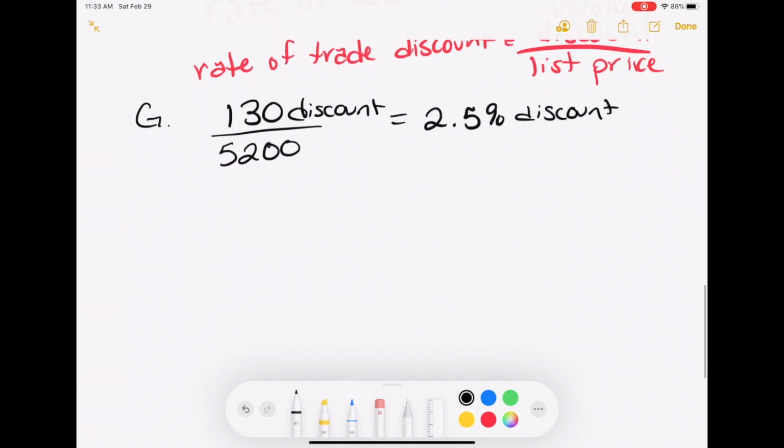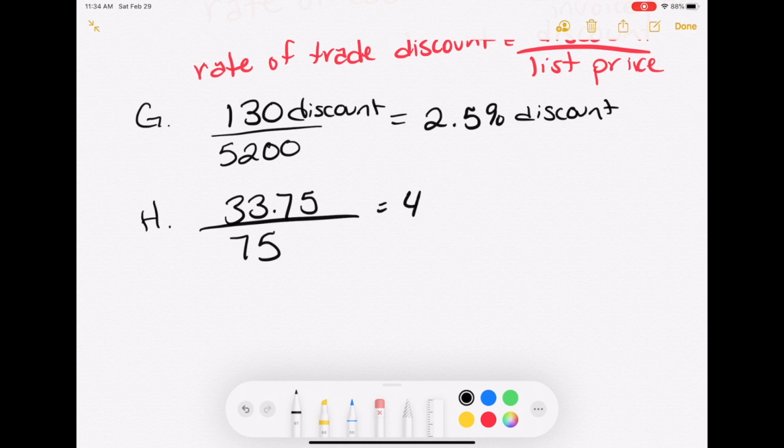Okay, let's do H real quick. A swimsuit with a list price of $75 was sold to a retailer for $41.25. What is the amount and the rate of the trade discount? So they gave us the list price of $75. We have to calculate the discount. So that would be 75 minus 41.25. We got a discount of $33.75. And that gives us a discount of 45%. Trade discounts are always much, much higher than a cash discount.